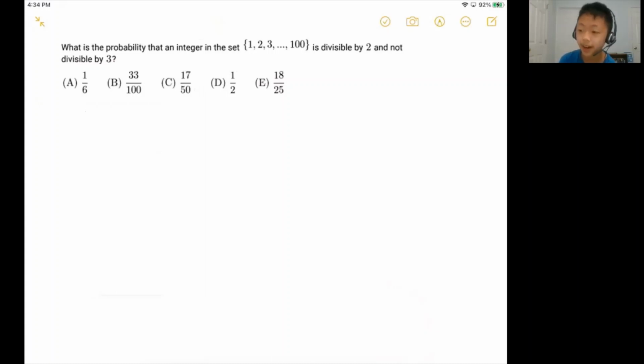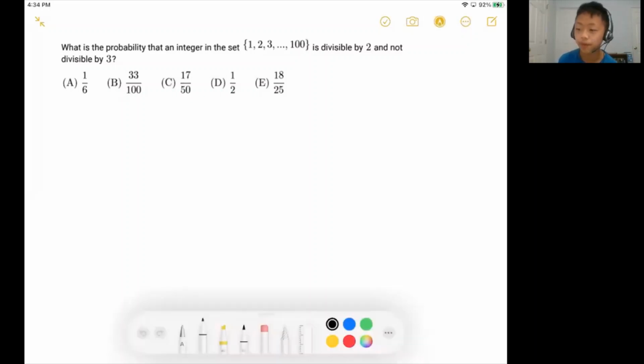So basically, in this question, we had the set of numbers from 1 through 100, and we want to know the probability that if we choose a random integer in this set, it is divisible by 2 but not by 3. I guess this question is also a good review for probability, right?